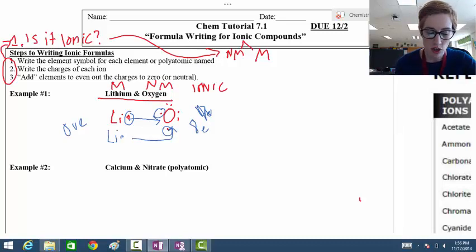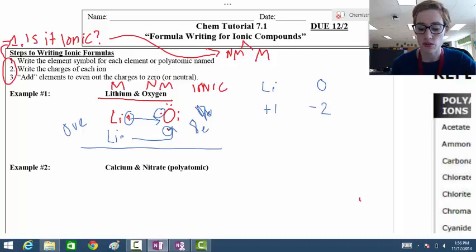Now I have to think about the charges. Once the charges are evened out, then I know that it's neutral. So here's another way I can write it. Lithium has a +1 charge. Oxygen has a -2 charge. Right now, these charges aren't neutral, but if I added another lithium, that would be adding another +1 charge. Now my charges are +2, -2, and my overall atom is neutral.